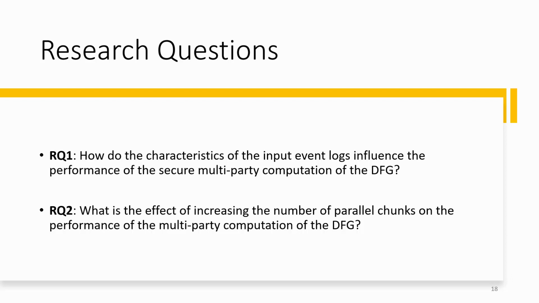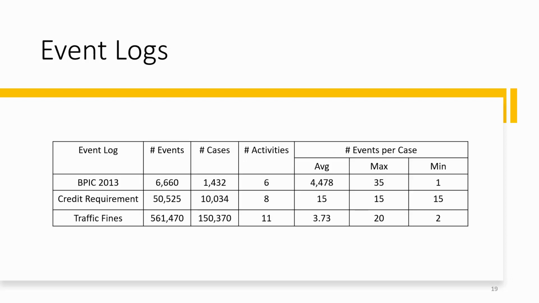We conduct a feasibility and scalability experiment specifically to address how the characteristics of input event logs influence the performance of the secure multi-party computation of DFG. What is the effect of increasing the number of parallel chunks on the performance of the multi-party computation of the DFG? We used real-life event logs of intra-organizational processes comprising logs of varying sizes and characteristics. We tried to simulate the inter-organizational process setting using the datasets.